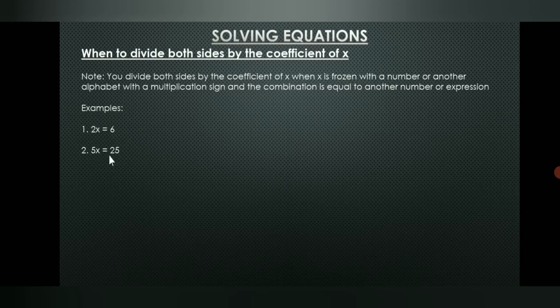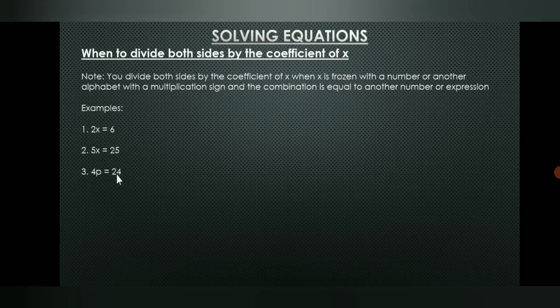Look at another example, 5x equals 25. You can see that these two formats are exactly the same. So it doesn't matter if the variable changes to something else. But as you can see, this 4p equals 24 matches exactly with this format because 4 and p are related with multiplication sign, okay?